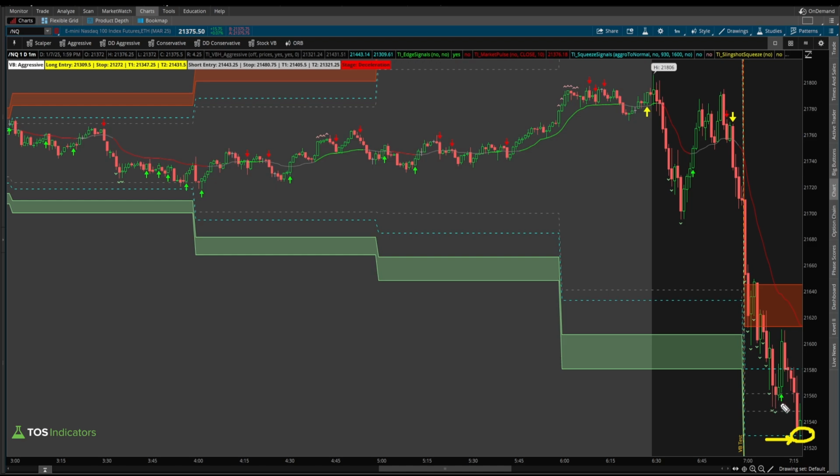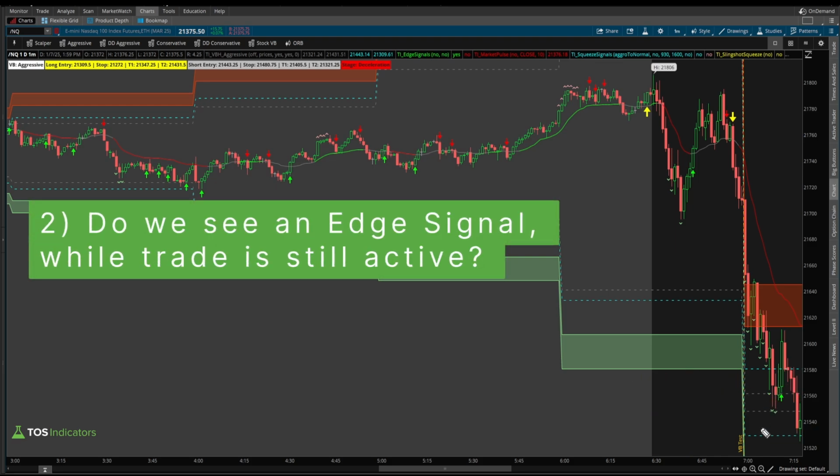And after we see that line, we want to see this edge signal confirmation on at least a 1-minute time frame chart. The edge signal is this green arrow, and that's our custom, in this case, oversold confirmation indicator, telling us that we're officially now in oversold territory. The catch is we want to see this green arrow before we've hit our first target or our stop, aka while the trade is still active.